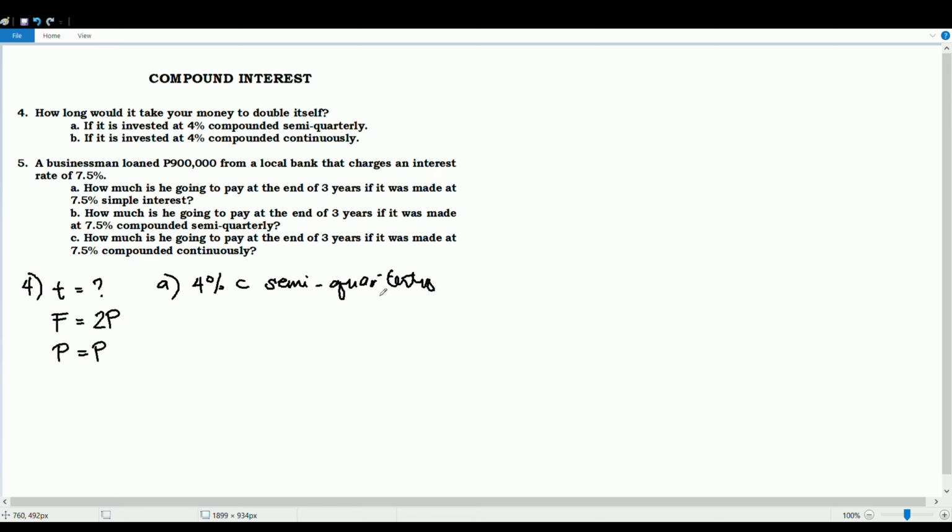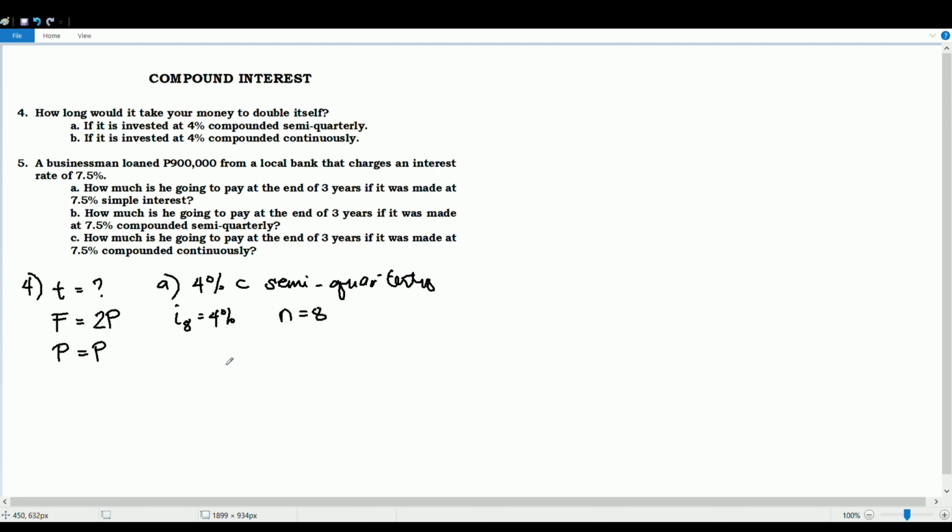Meaning, in a year, we have 4 quarters, and in every quarter of this year, we will be getting twice the interest. Therefore, if we have twice quarterly and we have 4 quarters in a year, our n will become equal to 8, and our nominal rate is equal to 4%.